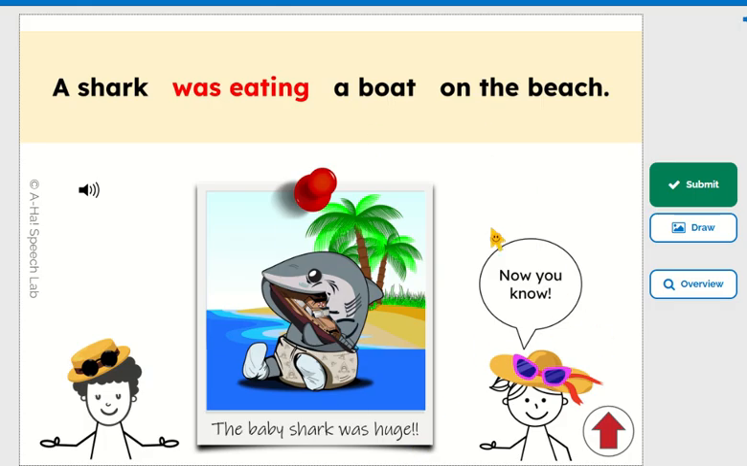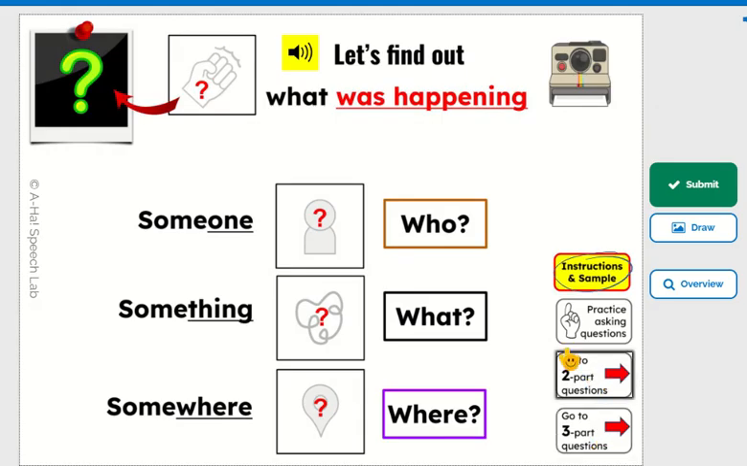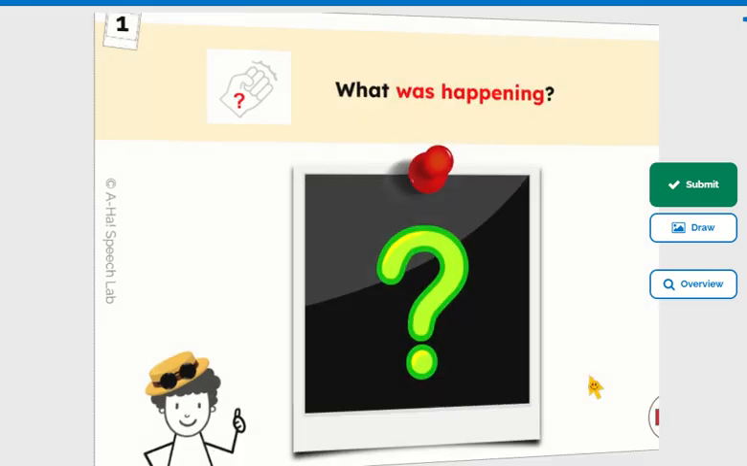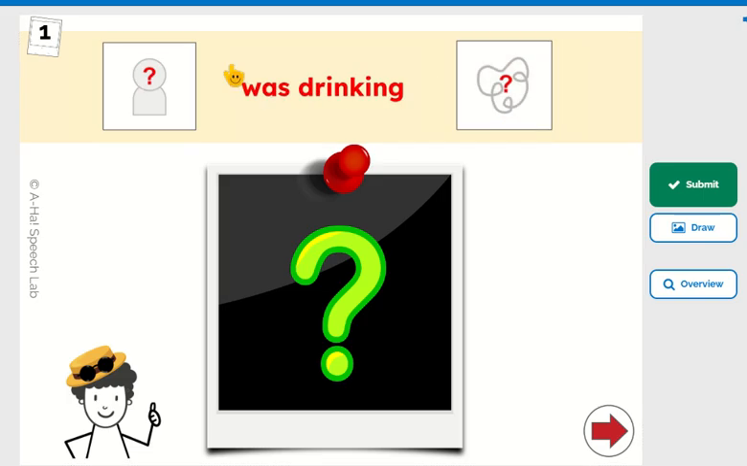So now you know how to answer or ask the questions. Once this lesson is through, if the students need this, go back with this arrow and we'll get back to this page. You have an option of having 2-part questions or 3-part questions, just like you saw in the example of the baby shark. Let's start from here. Photo number 1. Encourage the students. Let's ask, what was happening? Click on it.